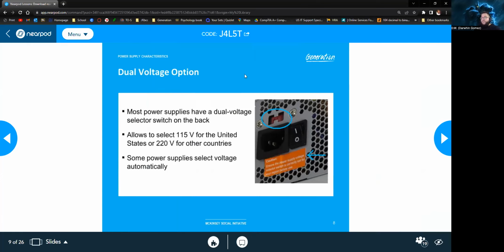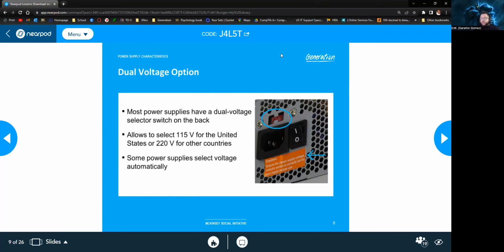Okay, so this is the dual voltage option. This is kind of what Steven was talking about. If you haven't gone to the lab, that IO switch is the on and off switch for the power supply. If it's off, that means it's not accepting any power from the main line. If it's on, power is flowing through. But then this red switch at the top is called the voltage selector, or the voltage switch.